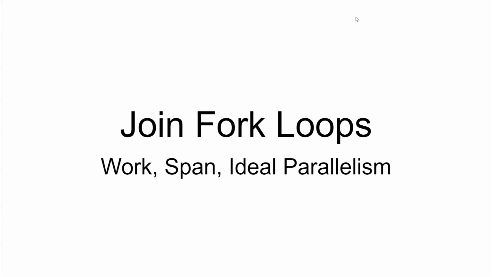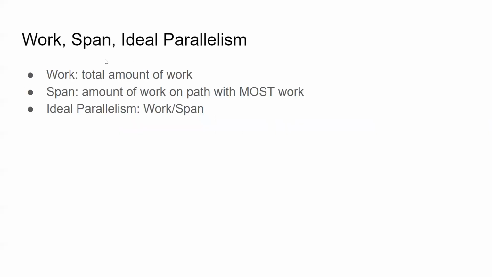Hello, everybody. This is going to be a quick video on joined fork loops and their work, span, and ideal parallelism. If you recall, the work is just the total amount of work in your program, in your graph. Just add up all the work and you've got the work. Span is the amount of work on the path with the most work. That's why it's the critical path, because it has the most work on it.